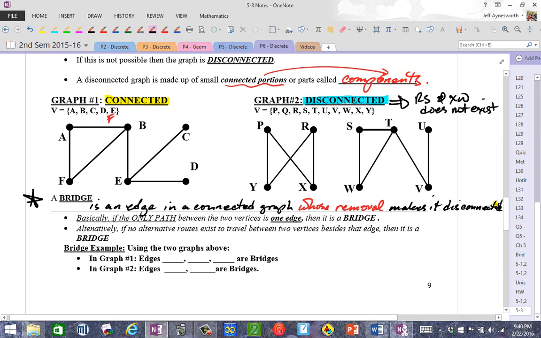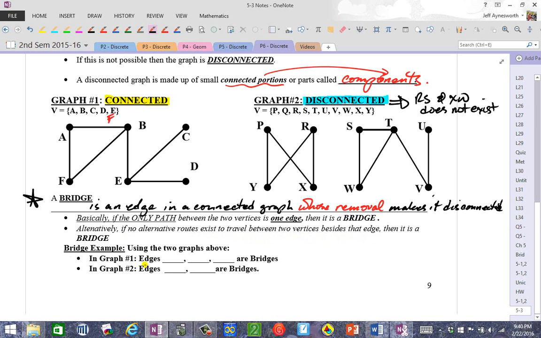So the key word is removal. If you remove an edge and then you have a separate component of the graph, well, then it becomes a bridge. So basically, if the only path between two vertices is one edge, then it is a bridge. Or if no alternative routes exist to travel between two vertices besides that edge, then it is a bridge. You have to identify them because it's part of our algorithm later on in some of our methods.